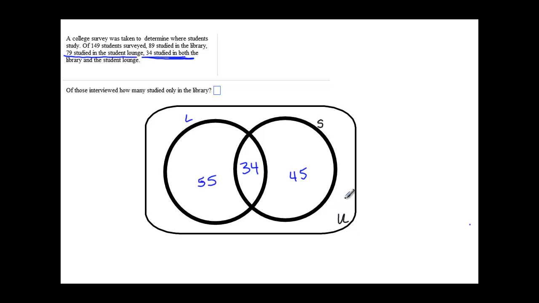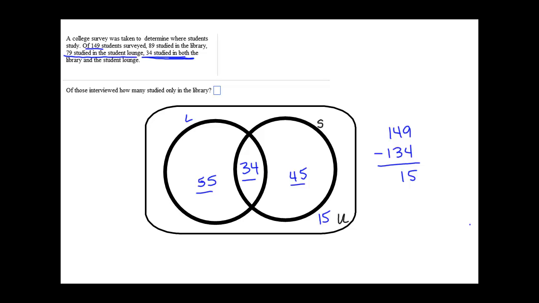And then the one other area that we want to fill in would be region 4. That would be students who didn't fall into any one of those subsets. So we were told that 149 students total were surveyed, and if we take the sum of 55 plus 34 plus 45, we would get 134, which leaves 15 students that were surveyed but did not study in either one of those settings.